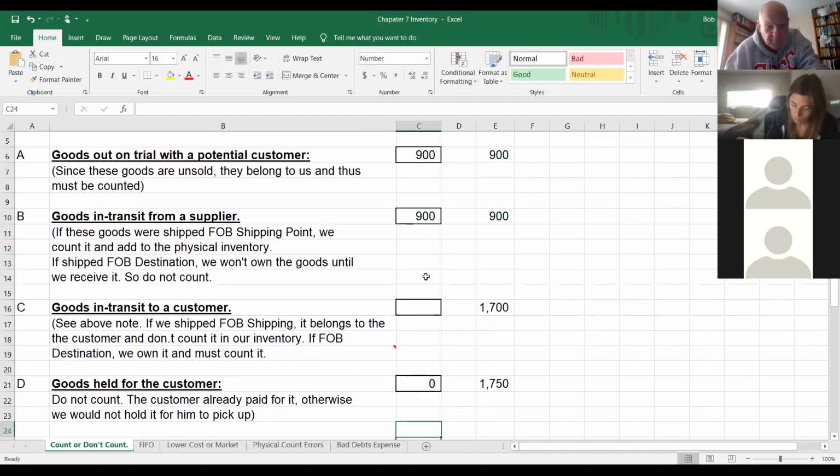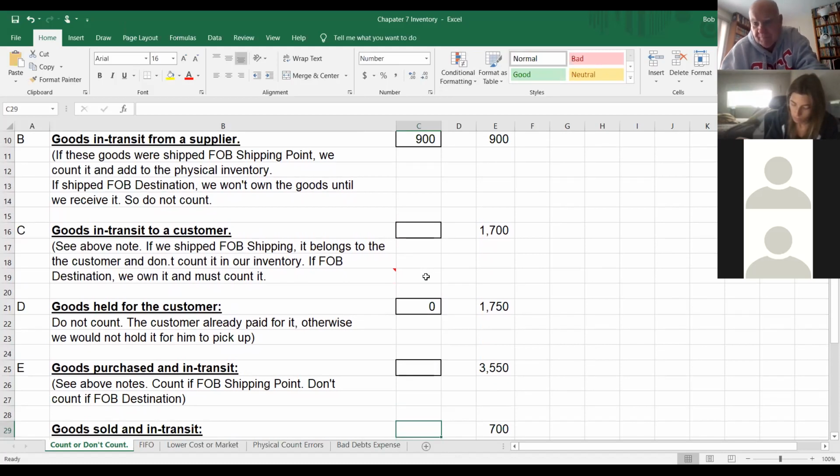Let's see what we have here. Now here we are the people shipping to a customer. We shipped it to a customer, FOB shipping point. It was a big order, huh? $1,700. Nicole, do we count the $1,700 or not in our inventory? Yes. No? You're on the right track. It's one of those.